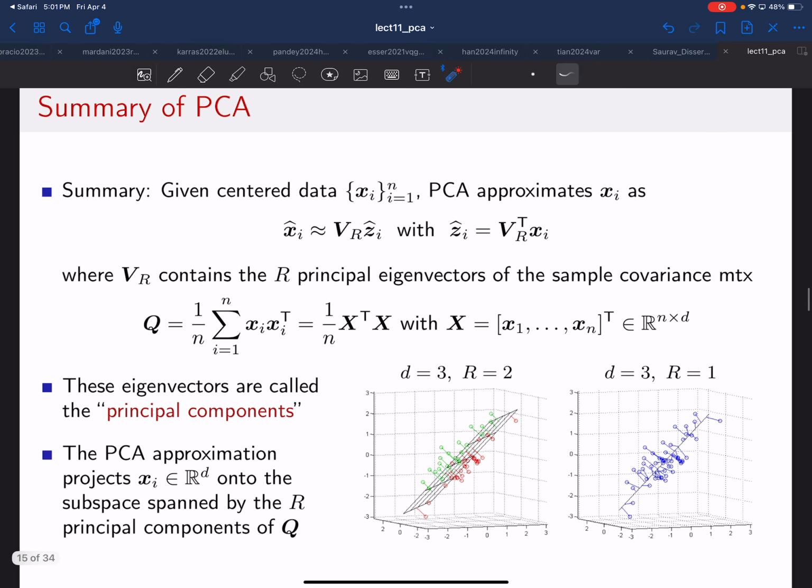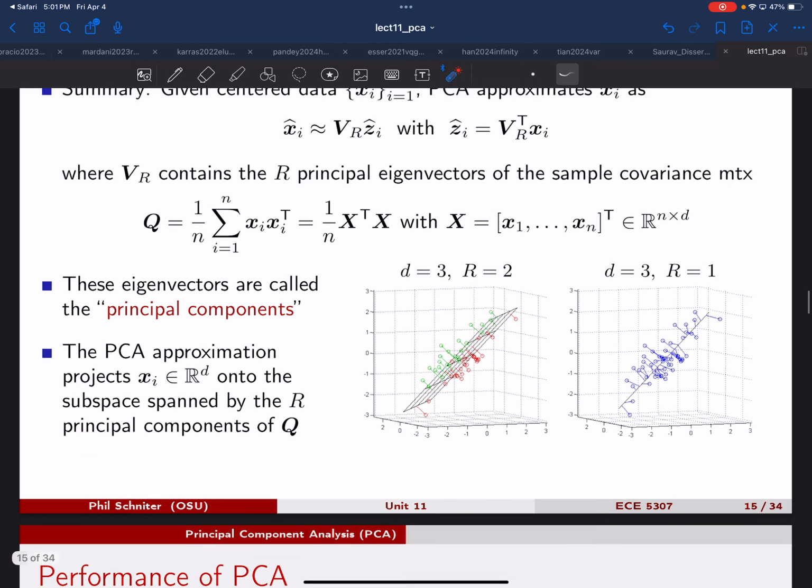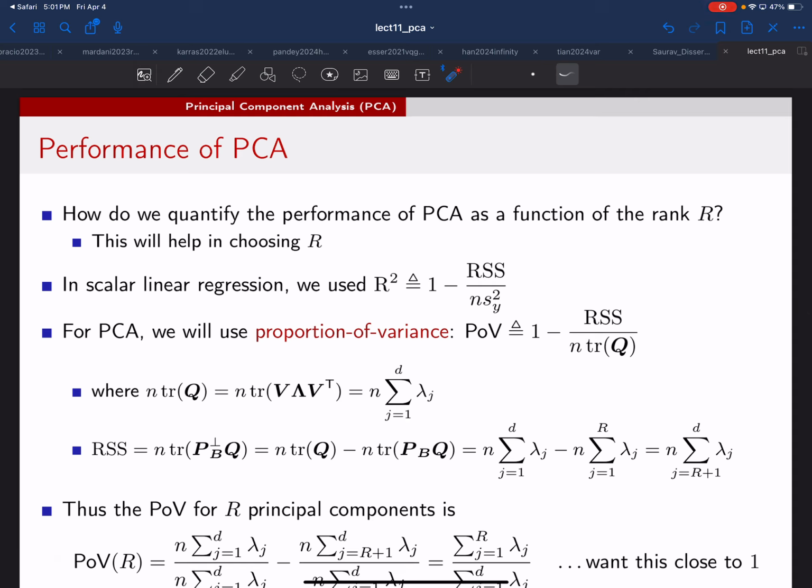So here's a summary. We have our centered data Xi, meaning we removed the mean. PCA approximates Xi by this product of this V matrix, which contains the R principal components of the sample covariance matrix Q, and this R-dimensional vector Z hat, which we make like this. And that's how we get this nice approximation in a lower dimension. Okay. So any questions on any part of the proof or anything high level here? Okay. One more slide then for today: how do we quantify the performance of this approach?